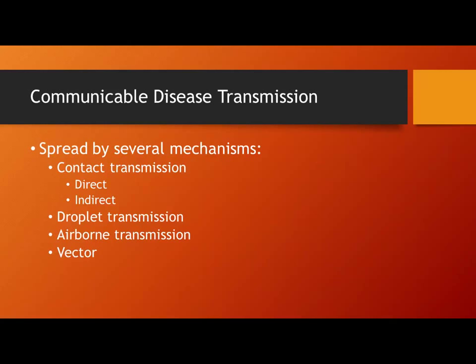And then a vector, what is a vector? Yeah, something that's carrying that disease, such as a mosquito with West Nile virus, or a tick with Lyme disease. So it's something that actually is a carrier, and it transmits that disease from one person to another.